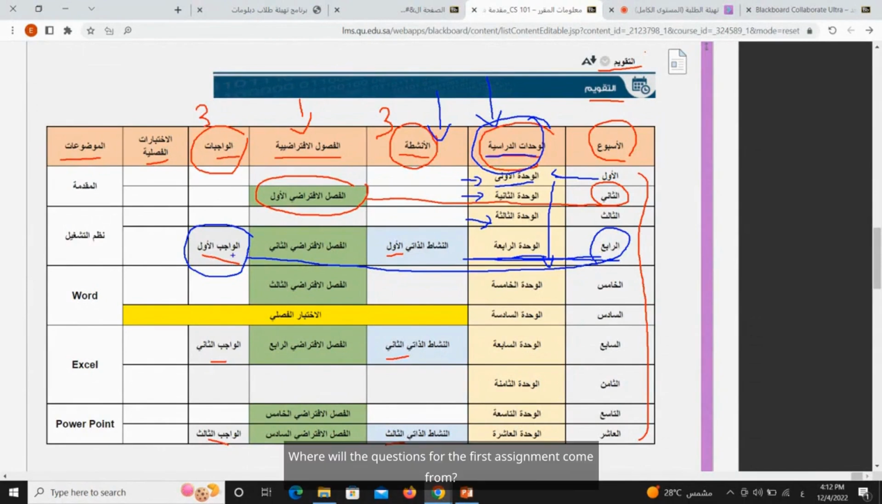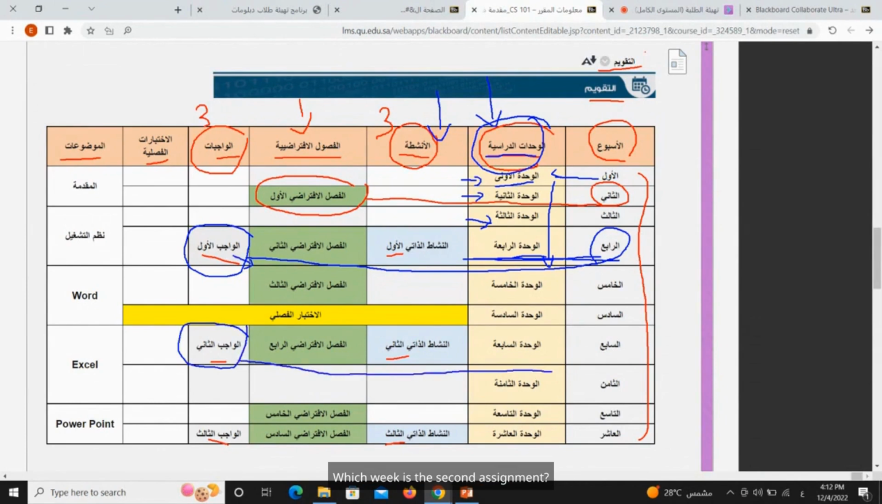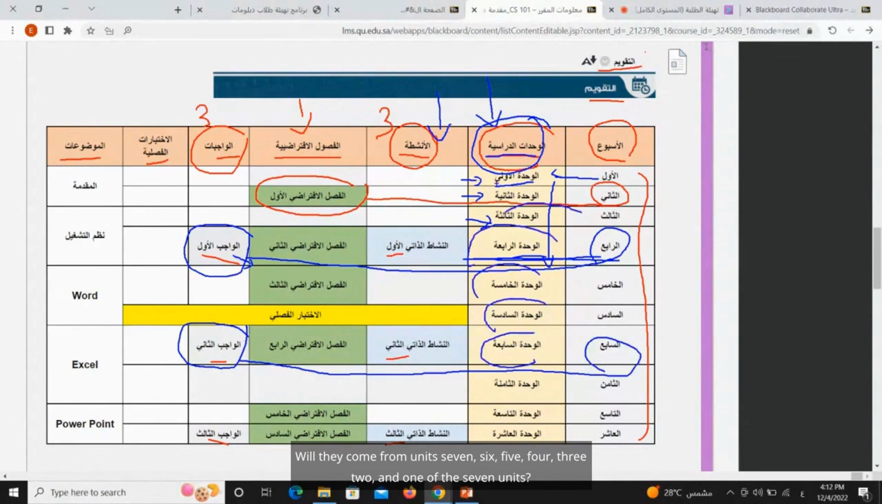Where will the questions for the first assignment come from? Where will the second assignment come from? Which week is the second assignment? In the 7th week. How will the questions for the second assignment come? Will they come from units 7, 6, 5, 4, 3, 2, and 1, for the 7 units? The third assignment is in the last week. Its questions will come from all the units.